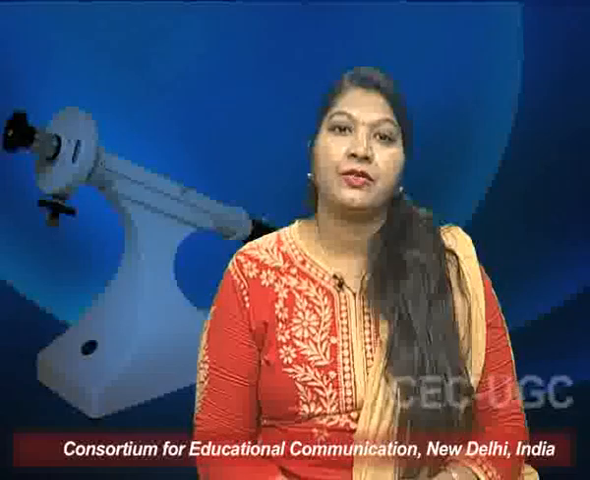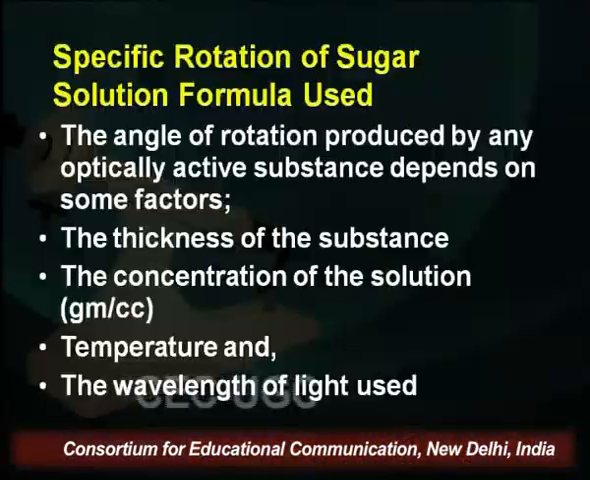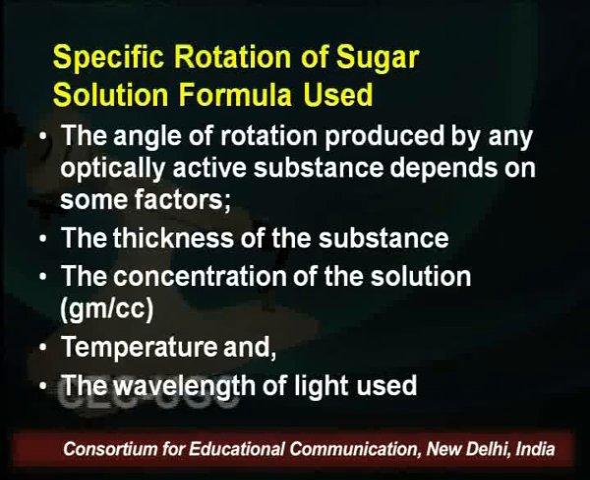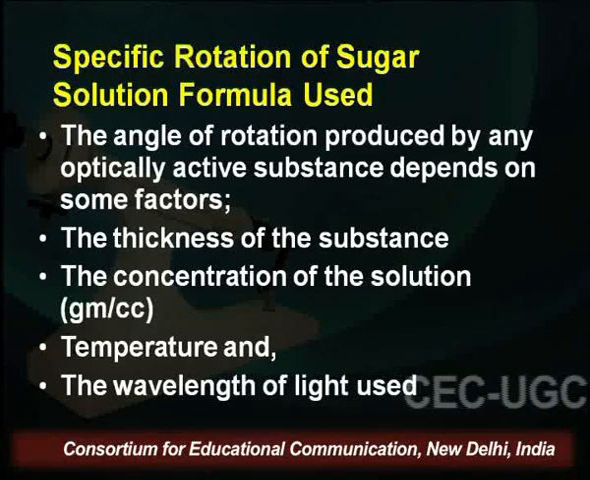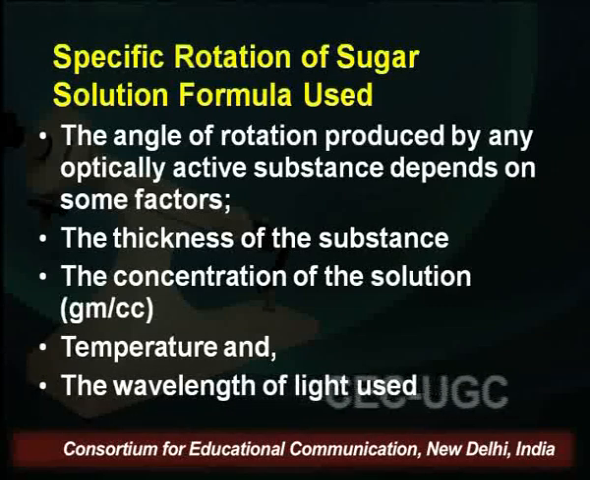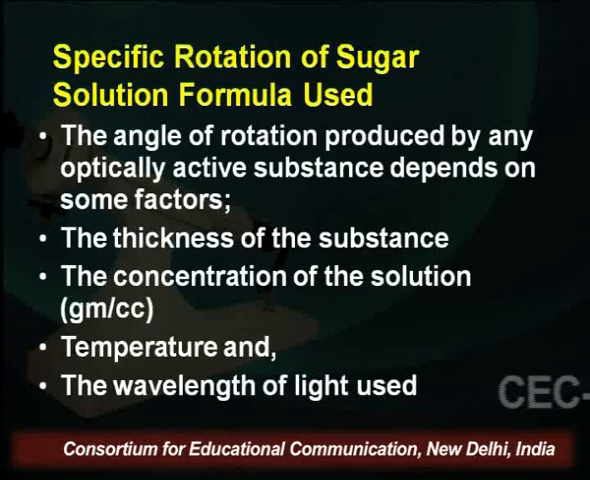Now, the specific rotation for a sugar solution, the formula we generally use in the laboratory and how we will do it. The angle of rotation produced by the optically active substance depends upon some factors. Number 1, the thickness of the substance, meaning the concentration of the solution. Number 2, the length of the tube, how long a tube we have, through which the polarized light will pass. Temperature is one of the factors. If the temperature changes, the angle of rotation will change.